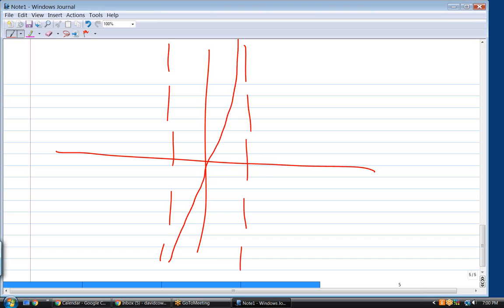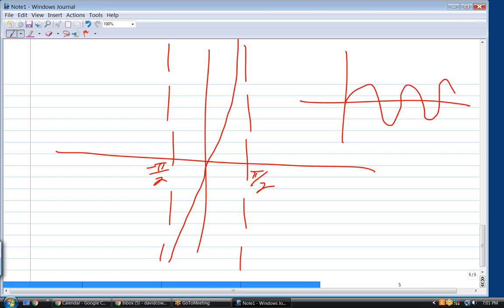Well, this is pi over 2. In other words, as you get close to 90 degrees, the tangent goes to infinity. This is minus pi over 2. As I get close to minus 90 degrees, the tangent goes to negative infinity. So it looks nothing like your sine and cosine curve. I mean, your sine and cosine curve look like this. There's the sine curve. The cosine curve looks like this.